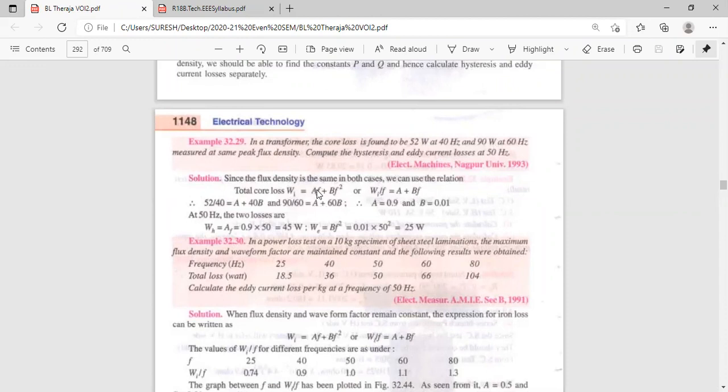You can take any formula, this formula or this formula, no problem. If you take this formula, simplification will be easy, calculation will be easy. If you take the other formula, there is F square, so we have to take the square of the frequency. But in this formula, there is no square. We can take any formula, you get the same answer.